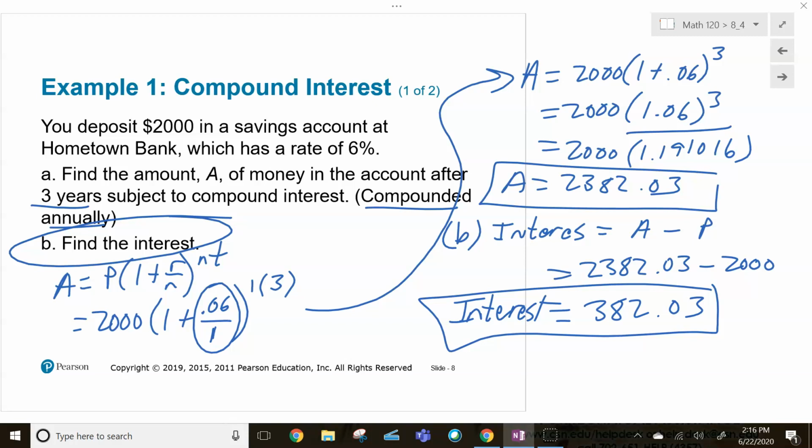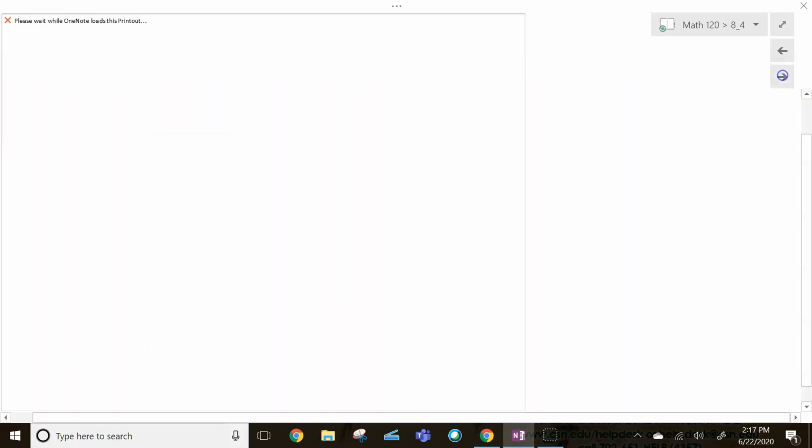Okay. Now make sure when you're doing this, don't round it until the very end. In other words, with this 1.06 to the third, don't cut this off to like 1.2. You have to have the whole thing in your calculator and then multiply it by the 2,000. Then you round it at the very end. Because this is in dollars, you want to round it to the nearest hundredth.